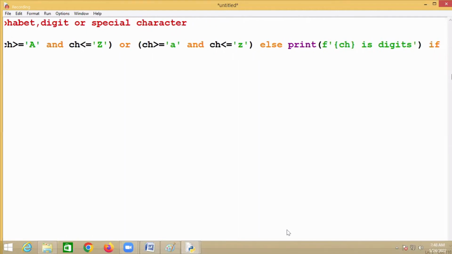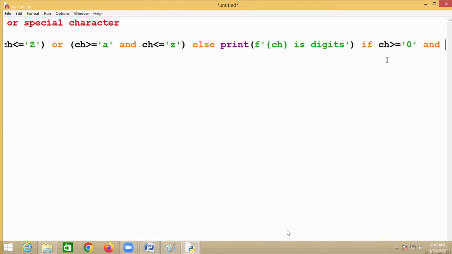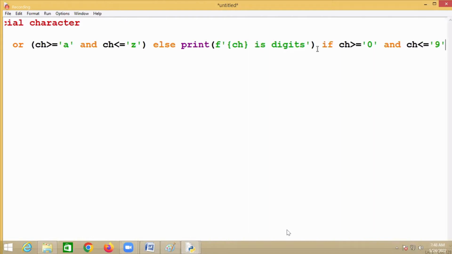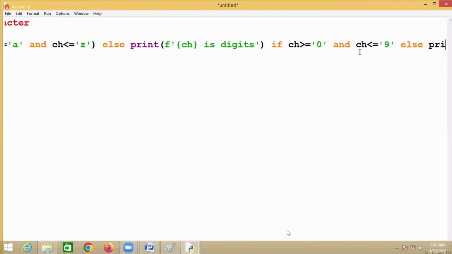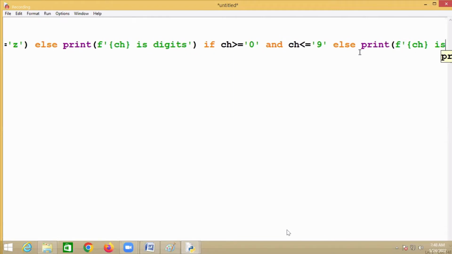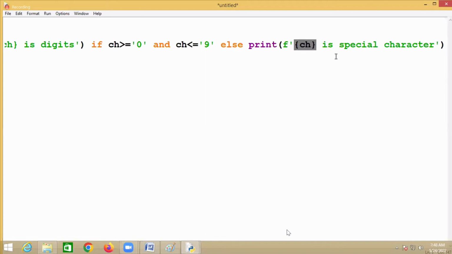When I'm printing this character is digit, the condition is: character is greater than or equal to 0 and character is less than or equal to 9. If this condition is true, then only it will print this is digit. If not, I'm printing: this character is special character.